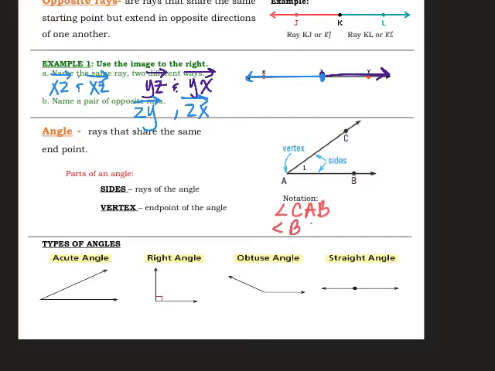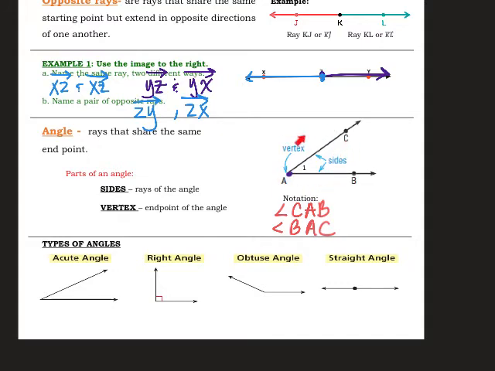Now, if you notice the name of both angles that I use, what do they have in common? What's the one thing that stayed the same between the two names? The middle letter, the letter A. And as long as that A, do we all agree that the two rays are meeting at this point? Yes. Then that's the letter that has to be in the middle. CAB, BAC.